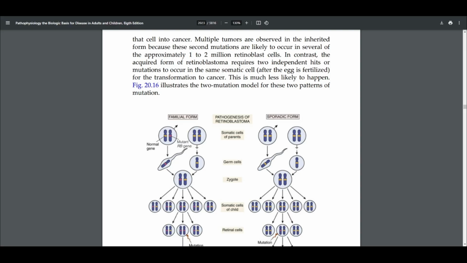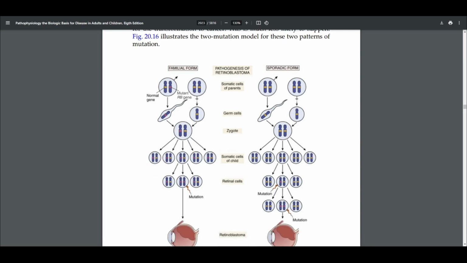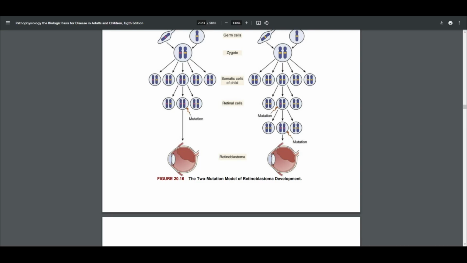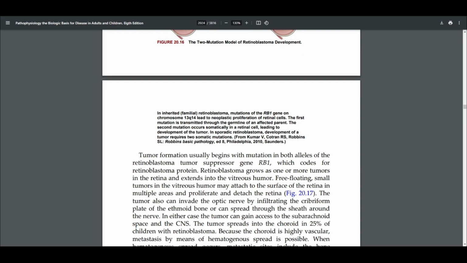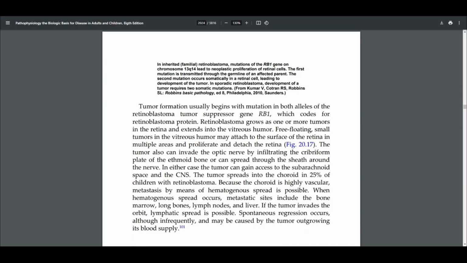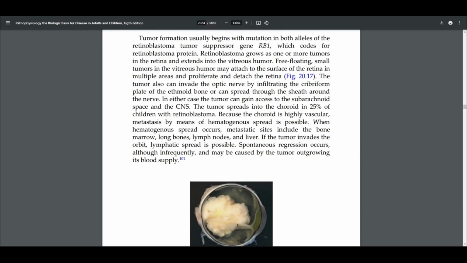In contrast, the acquired form of retinoblastoma requires two independent hits or mutations to occur in the same somatic cell for the transformation to form. This is much less likely to happen, and the following figure illustrates the two mutation models for these two patterns of mutation. Tumor formation usually begins with the mutation in both alleles of the retinoblastoma tumor suppressor gene RB1, which codes for retinoblastoma protein.